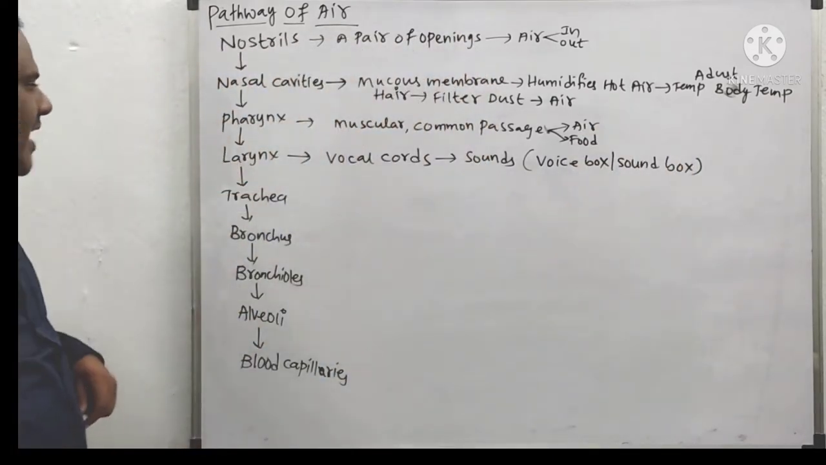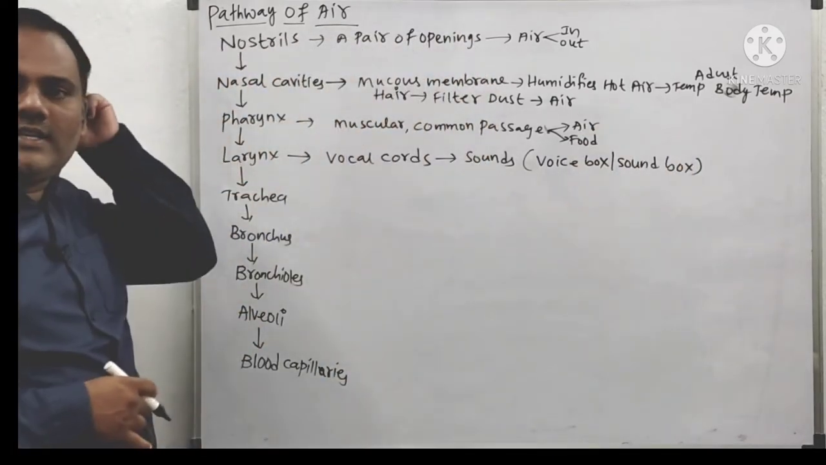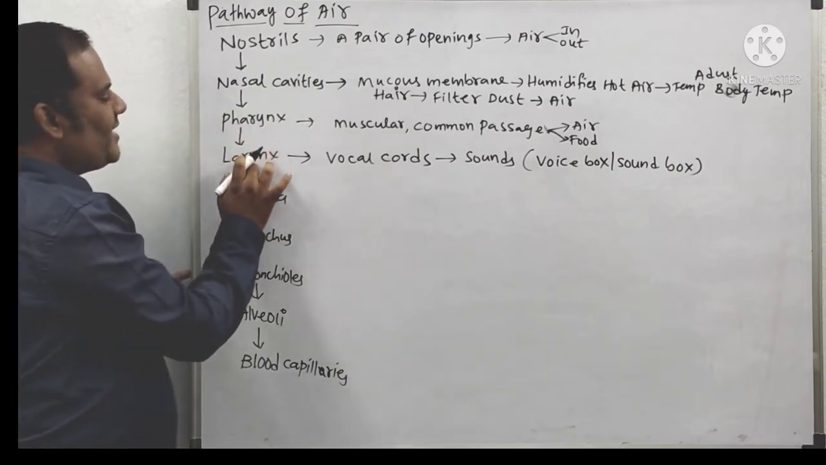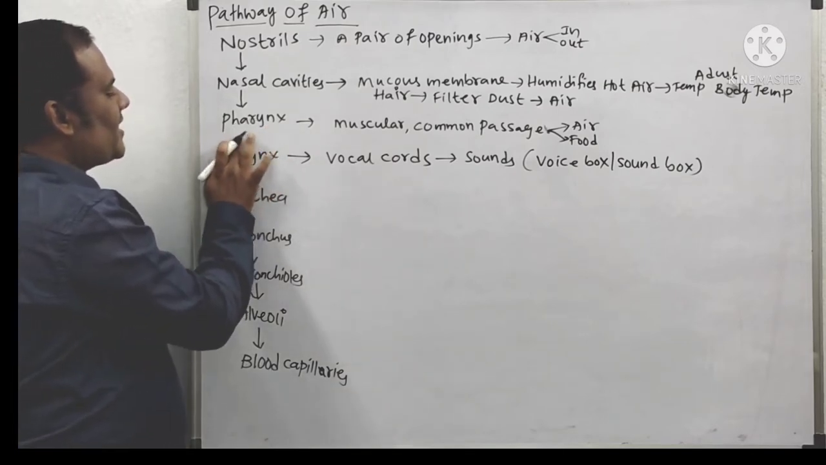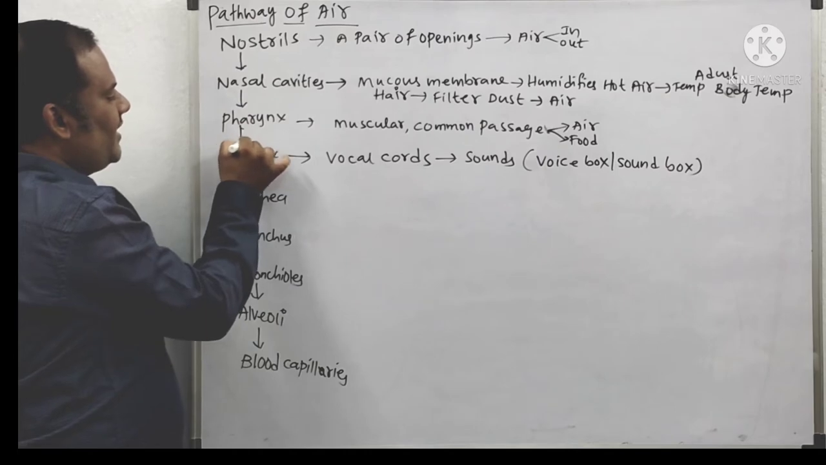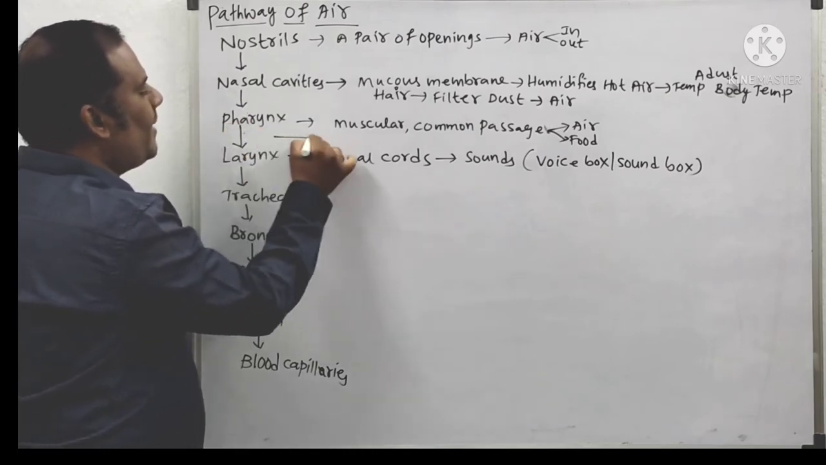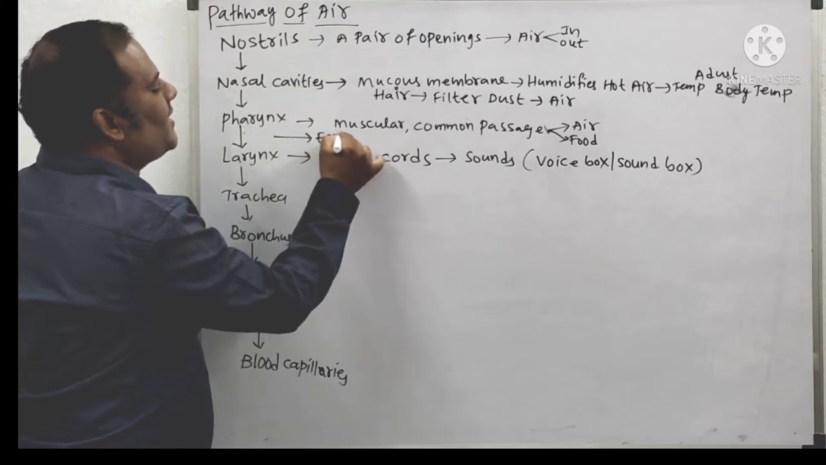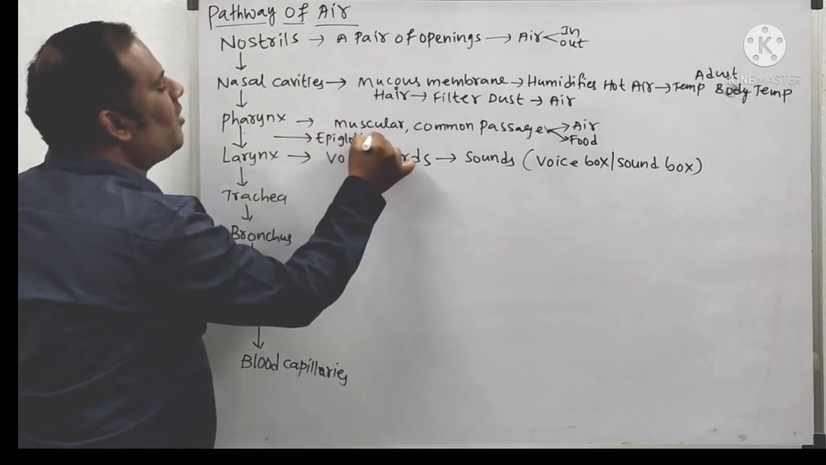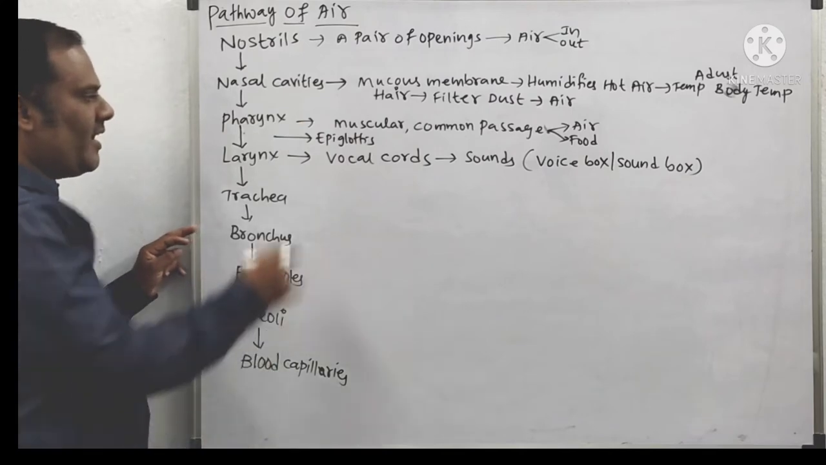Common name, scientific name is larynx. And here one thing we have to discuss: between the pharynx and larynx, there is a structure. That structure is called the epiglottis. What is the duty of this epiglottis?